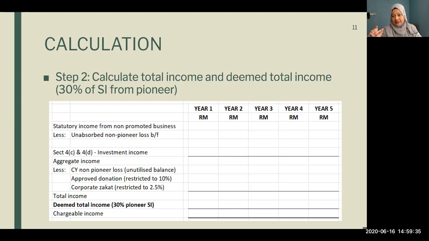So this one is a bit different. Then you add deemed total income. Where does it come from? That deemed total income is your 30% of your SI. All right, then only you have your chargeable income.